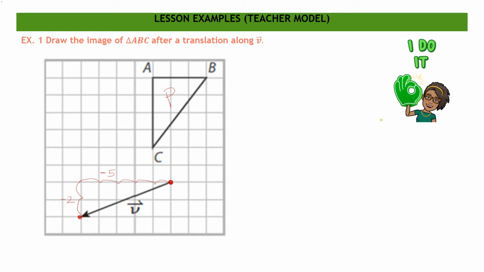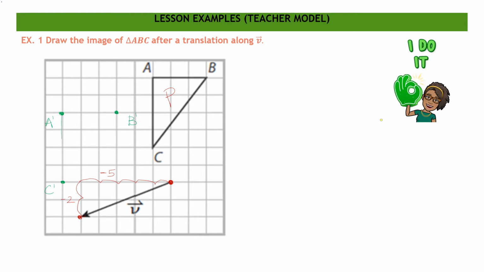So let's start with A. From A, we're going to move 1, 2, 3, 4, 5 units to the left, and then 1, 2 units down. So A prime is going to now be here. Next, we're going to do the same for B. We're moving 1, 2, 3, 4, 5 units to the left, and then 1, 2 units down. So we have B prime here. And then the same thing for C: 1, 2, 3, 4, 5 units to the left, and then 1, 2 units down. So we have C prime here.